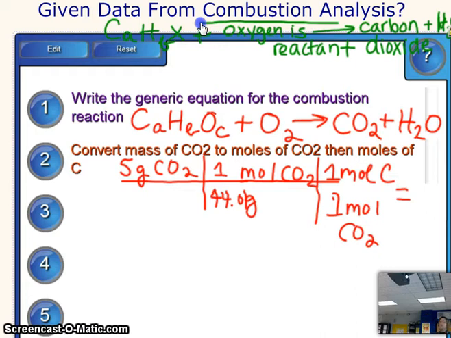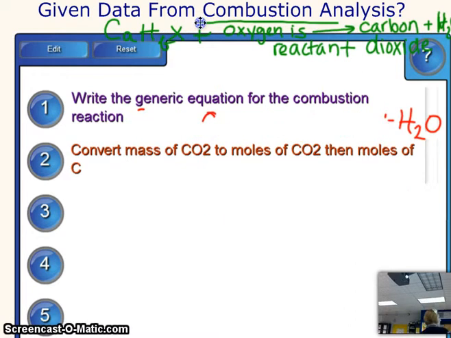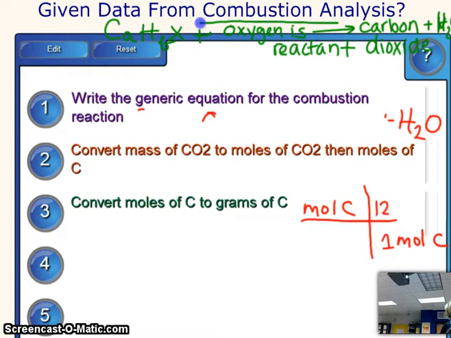After you have your moles of carbon, you need that number, so write that number down. Then you're going to convert it to grams of carbon. So you're going to convert your moles of carbon to grams of carbon by multiplying by the atomic mass of carbon. And remember, 1 mole of carbon is equal to 12.01 grams. So that will give us the grams of carbon in the compound. Make sure you label everything.